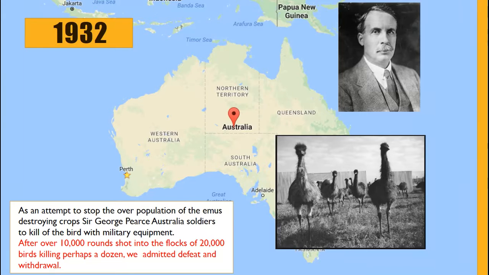This war cost over 10,000 rounds of ammunition, and it was done to attack 20,000 birds, but through their attempts, it only killed maybe 13 birds. This immediately made Australia admit defeat and withdraw from this legendary war.